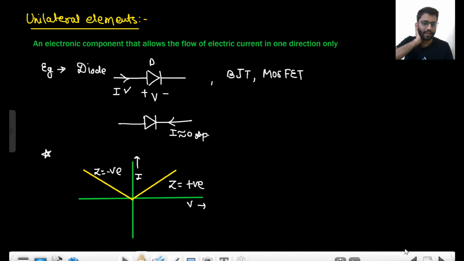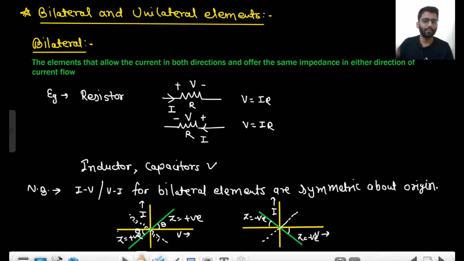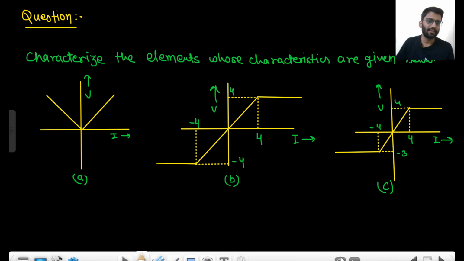Here the slopes are different. Here the slope is positive and here the slope is negative. So all elements that are not bilateral will be known as unilateral. And the definition of bilateral is that it allows current flow in both directions and offers the same impedance. That's why I say it should be symmetric about the origin. They offer the same impedance: the value of z here and here are the same, and the sign is also the same. Some of you may have this doubt; I just thought about it now. So let's move on.